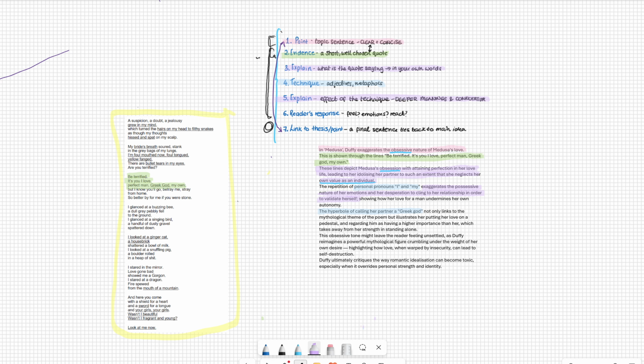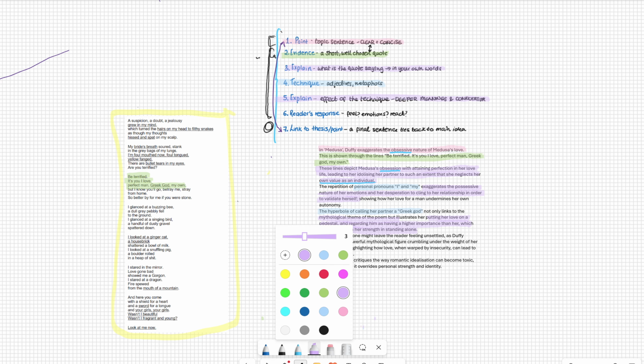And we also see this where it says, "The hyperbole of her calling him a Greek god not only links to the mythological theme of the poem, but illustrates her putting her love on a pedestal and regarding him as having a higher importance than her, which takes away from her strength in standing alone." Fab. So we've got our explanations and techniques highlighted, and now we can move on to a reader's response.